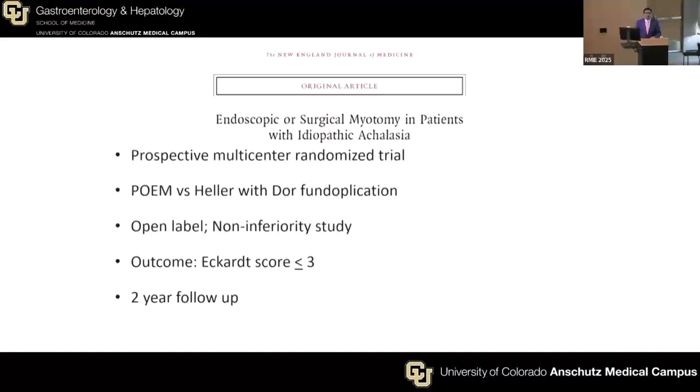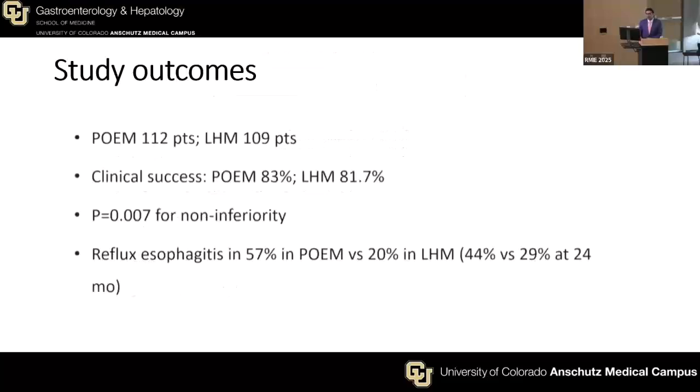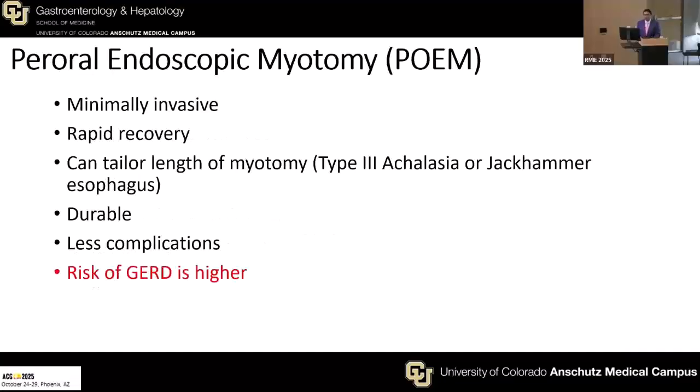We have really high quality data in the form of randomized controlled trials now for POEM. This was an article published in the New England Journal of Medicine a few years ago, looking at endoscopic or surgical myotomy in patients with idiopathic achalasia, and this was a non-inferiority study, including over 100 patients in both arms with Heller's myotomy and POEM, and clinical success was equal. POEM was non-inferior to a laparoscopic Heller's myotomy. The reflux esophagitis was higher in the POEM group as compared to laparoscopic Heller myotomy.